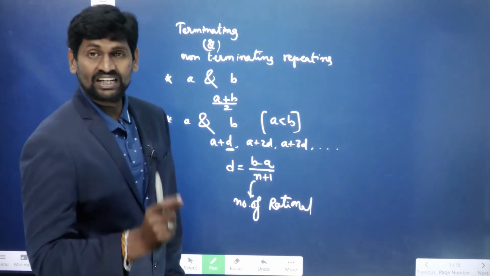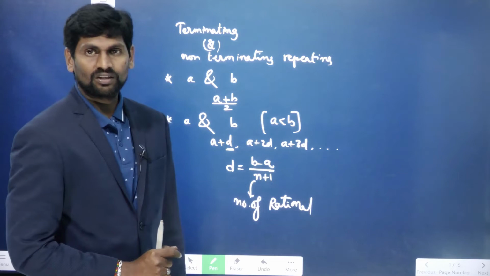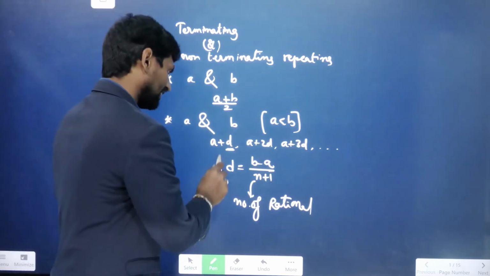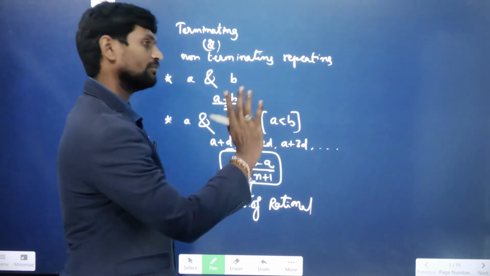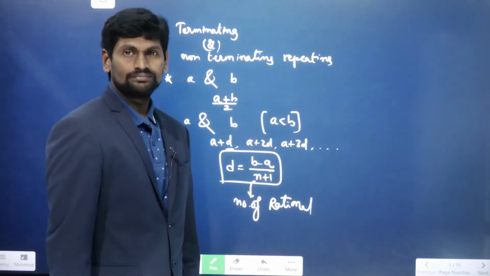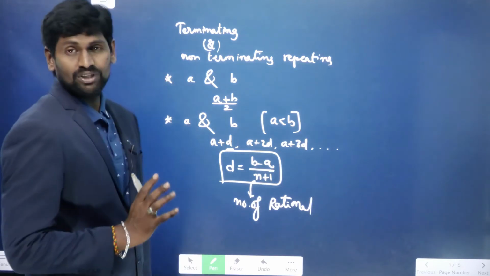So if you want 9 rational numbers, D is (B minus A) by (9 plus 1). That is the value of D. Then we add that difference to A continuously, up to as many as you want, and we will get that many. Okay? So this is about rational numbers.